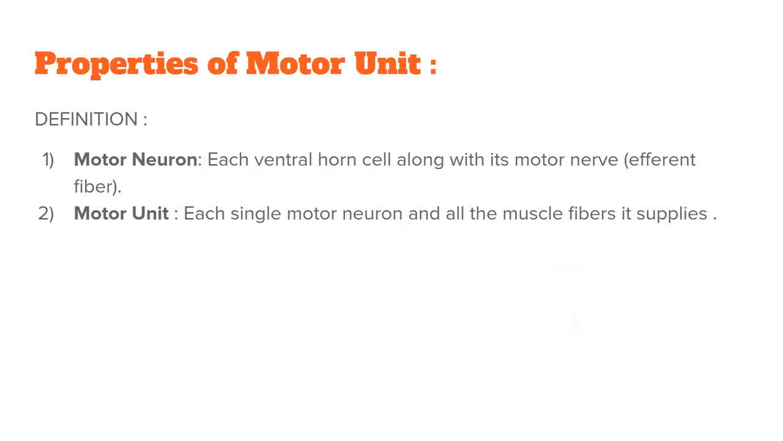Now let's come to the properties of a motor unit. Definition: motor neuron. What is a motor neuron? Each ventral horn cell along with its motor nerve is your motor neuron. Motor unit: each single motor neuron and all the muscle fibers it supplies. Basically, the efferent system.